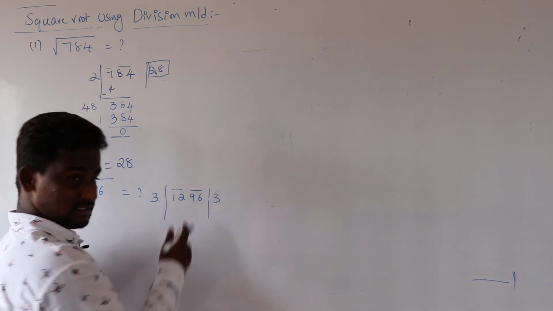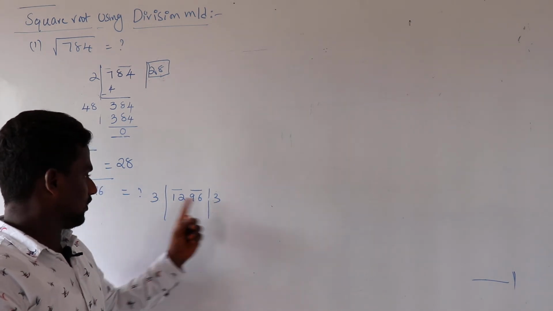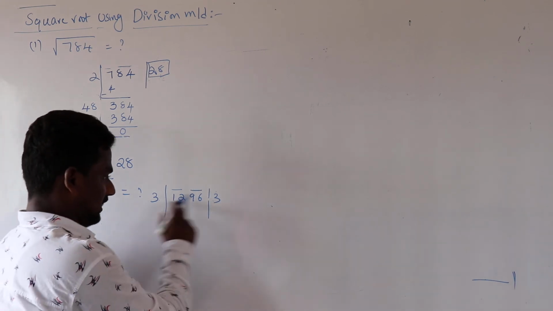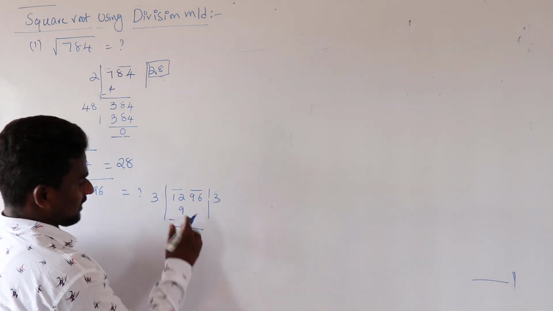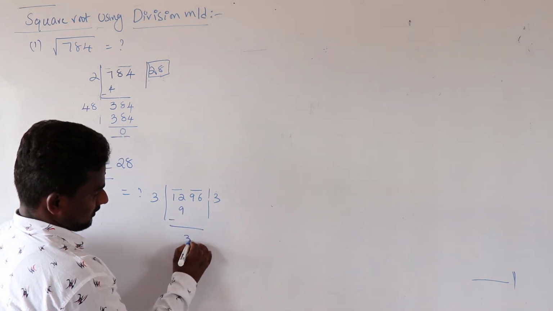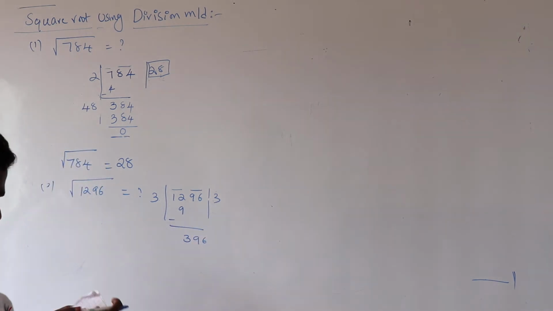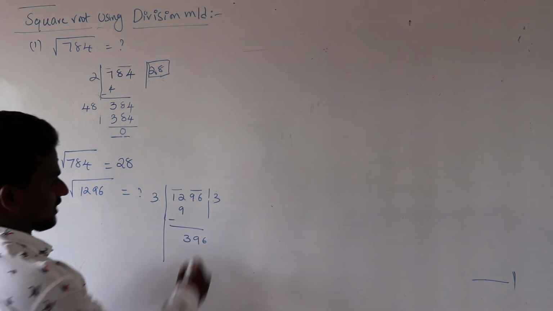3 3s are 9, which is nearer to 12. If I take 4 4s are 16, we will get a value more than this 12. That's why 3 3s are 9. Next subtract, 12 minus 9, how much? 3. The remaining two numbers we should take as they are, 396. So next, continuation. What is the next step?